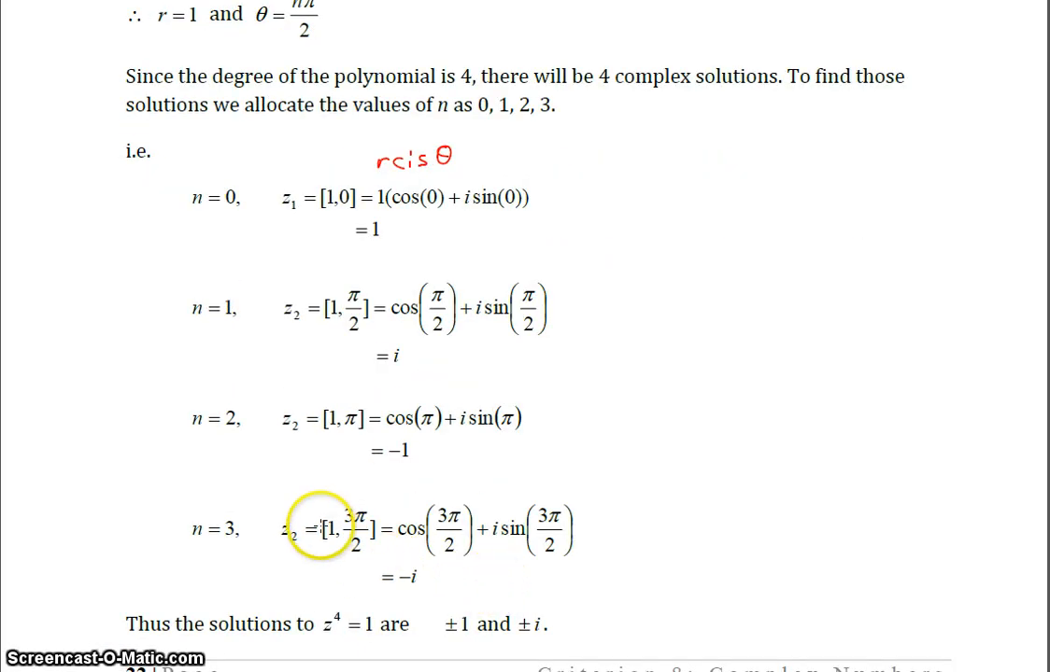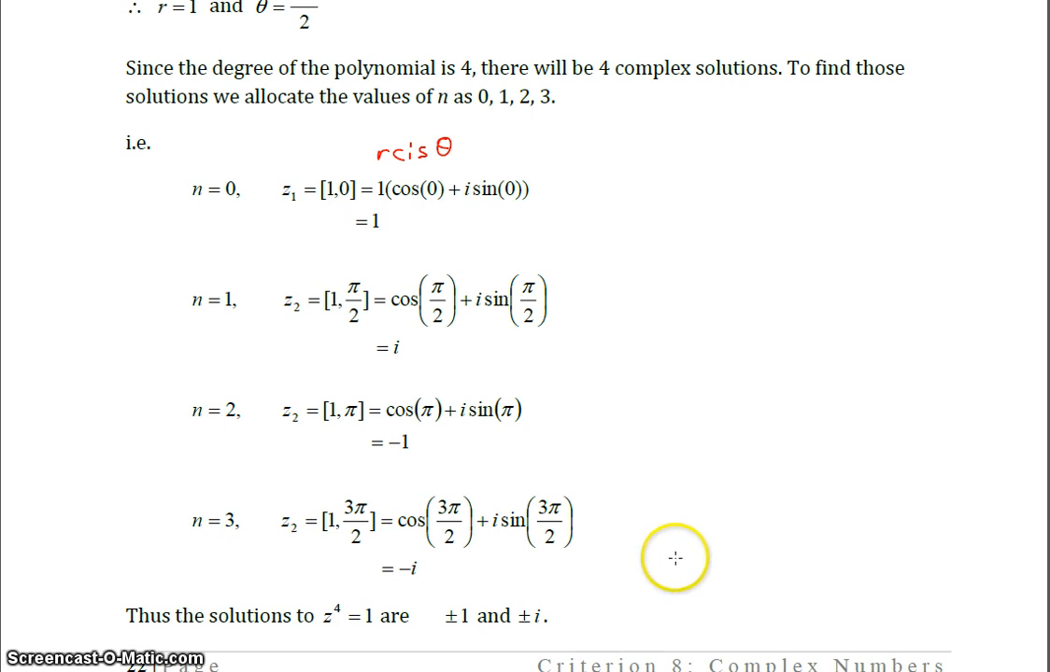And then our fourth is obtained by using n equal to 3. So it's 3 pi over 2. Cos of 3 pi over 2 is 0. Sine of 3 pi over 2 is negative 1. So our fourth solution is negative I. And so we find that the 4 solutions we've got for z to the power of 4 equals 1 are plus or minus 1 and plus or minus I.